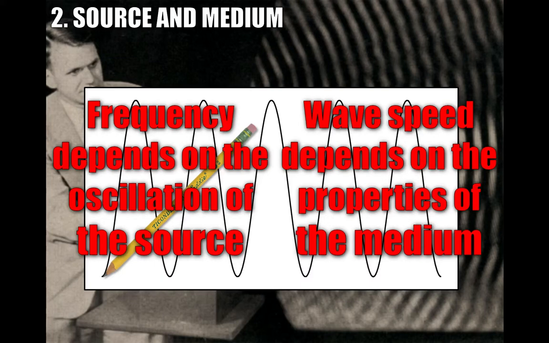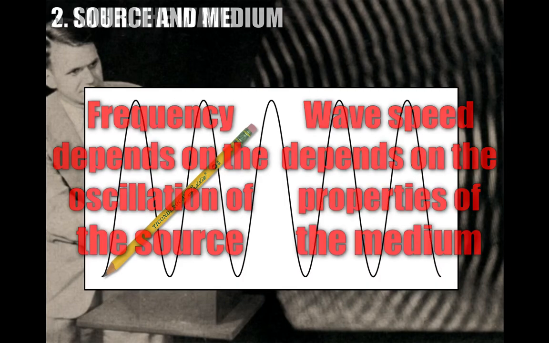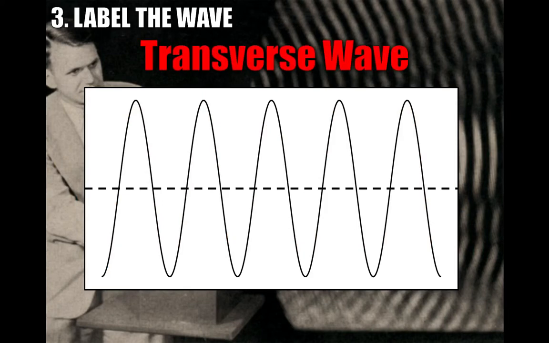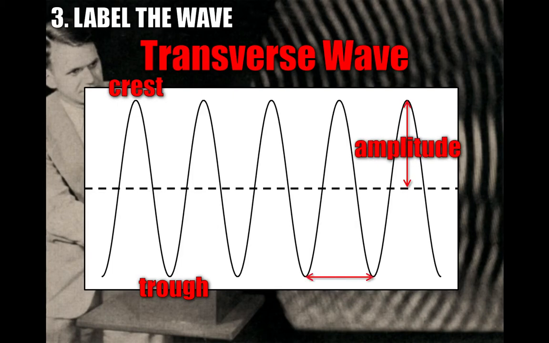So we'll be using this analogy of a pencil and a paper to try to understand the relationship between the speed of a wave, the frequency of a wave, and the wavelength of the wave. Before we do that, let's label the points on this wave. First of all, we notice from the up and down motion of this wave that it is a transverse wave. We can see the crest here and the trough here. In addition, we see our wave has an amplitude as well as the wavelength.